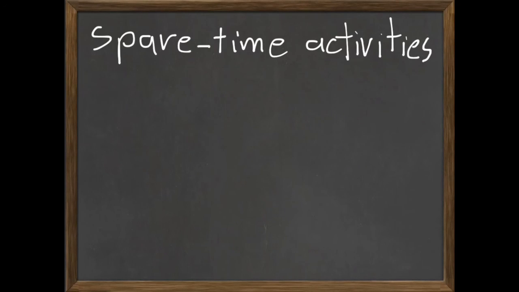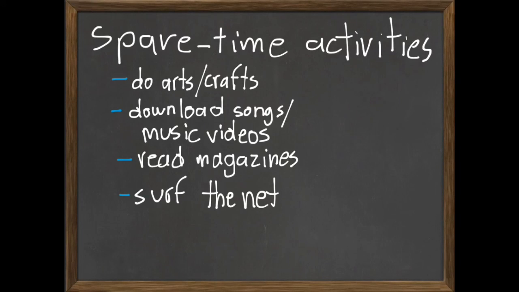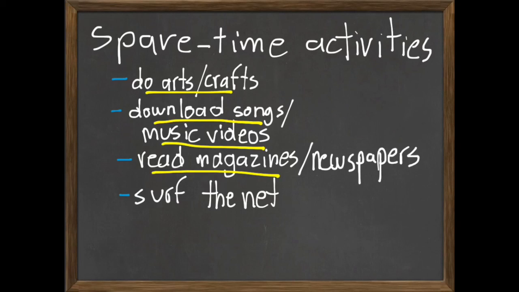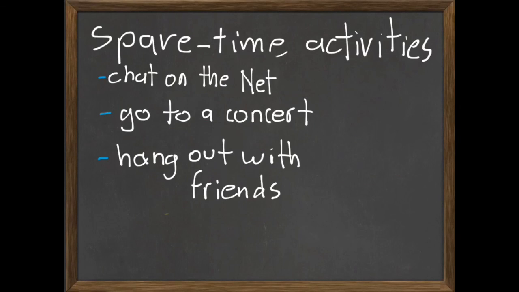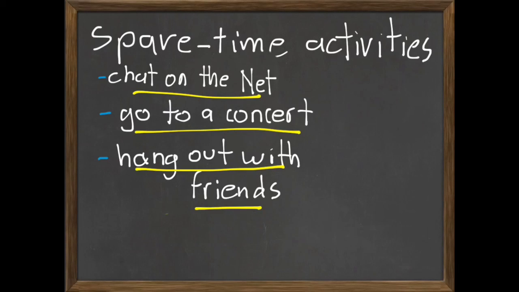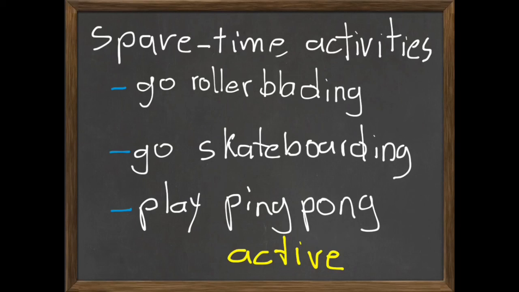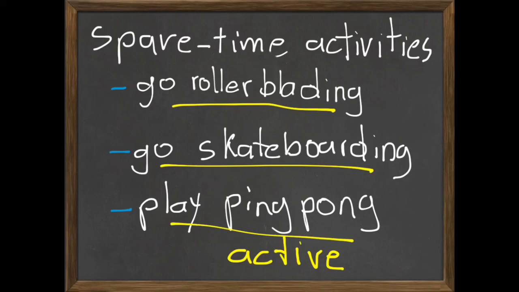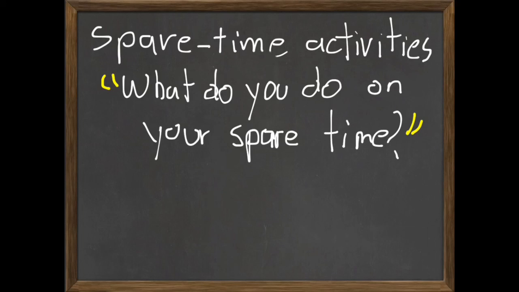Now let's look at some spare time activities. Some people, for example, like to do arts and crafts. Others like to download songs or download music videos. Some like to read magazines or even newspapers. Others like to surf the net. Outgoing people, for example, like to chat on the net, go to concerts, hang out with friends, and active people like to go rollerblading, go skateboarding, or sometimes play ping pong. What do you do in your spare time?